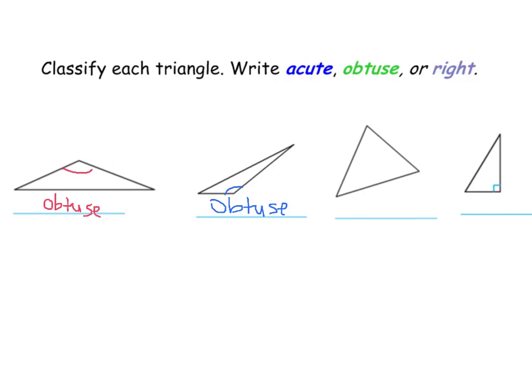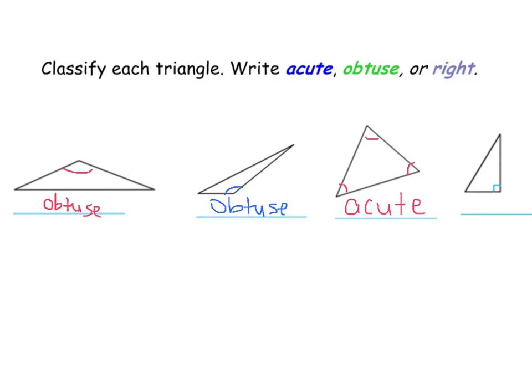I'm going to identify each of these angles. That one's less than 90 degrees. This one is less than 90 degrees. And this one right here up top is also less than 90 degrees. Therefore, I can classify this as an acute triangle.